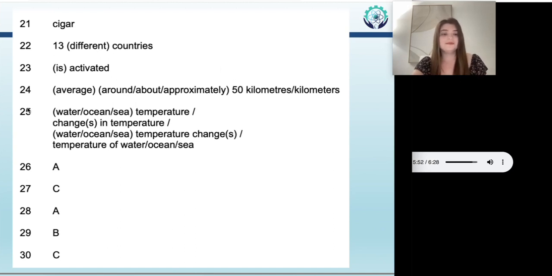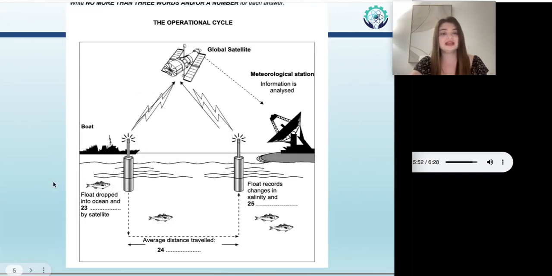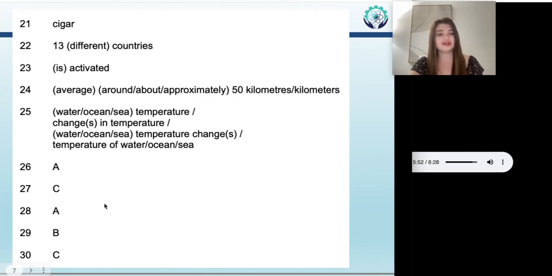Okay, so then for 25, it was change in temperature. So they had a few different ones that would be correct. If we said temperature, that's good. Changes in temperature or change in temperature is good. Temperature changes or temperature of water, ocean, or sea, also good. So here they had a lot of different variations. I think the simplest one would just be to say changes in temperature because that's their exact wording that they used, but any of these are correct. And then here for these answers, they said A, C, A, B, C, and that's the same as what we got as well. So that's really good.